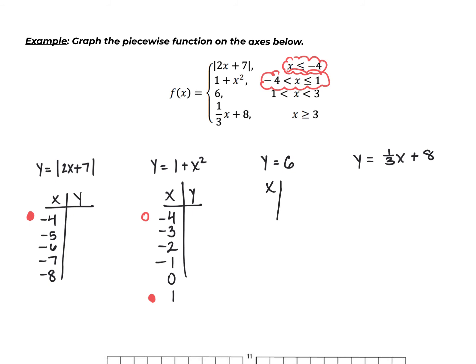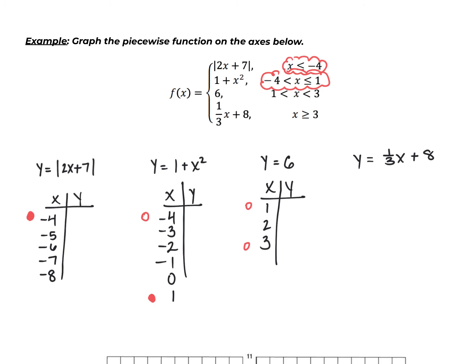Now keep going. We want y equals 6, but I want it from 1 to 3 with no lines, so they're both open. So 1, 2, and 3, but the endpoints are open and open.